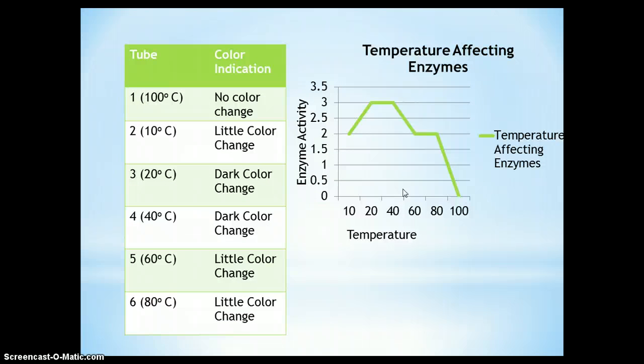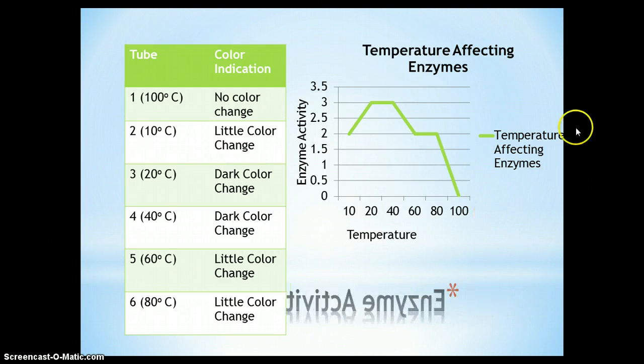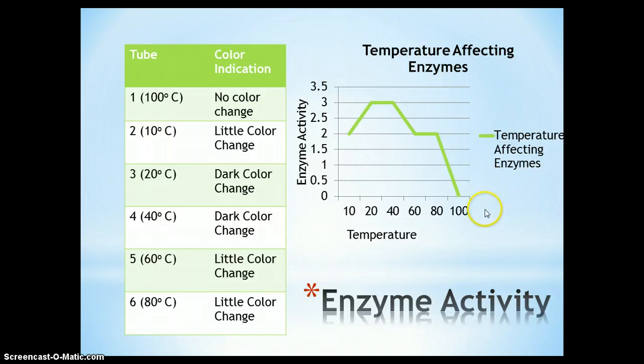This is our graph. As you can see here, as the temperature increased, so did enzyme activity. It hit its optimal temperature here between 20 to 40 degrees Celsius, and then after that it started to decrease. Therefore, this proves that our hypothesis was correct, that enzyme activity is more efficient at a 40 degrees Celsius temperature environment.